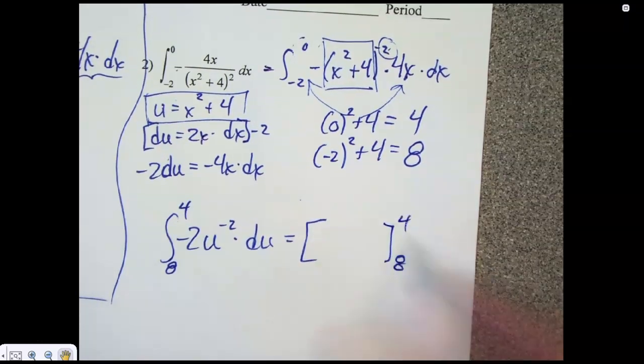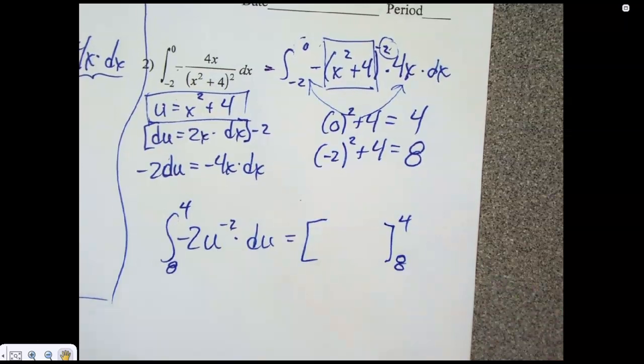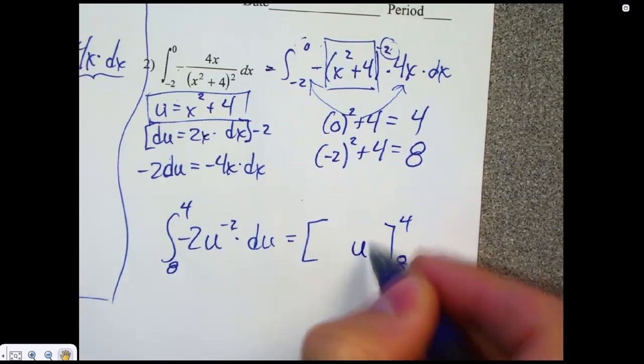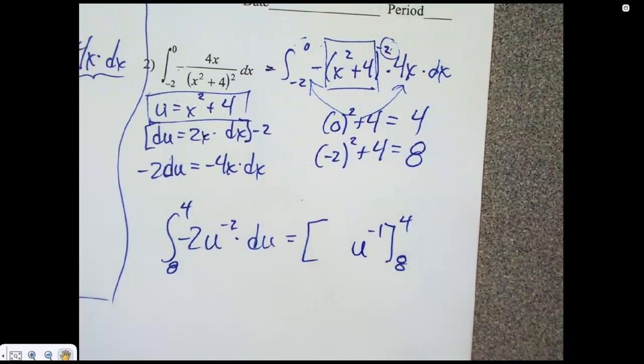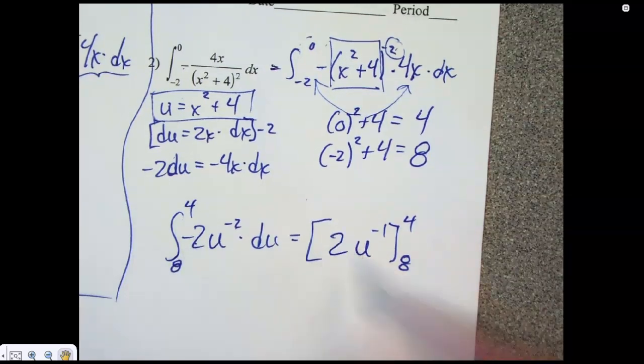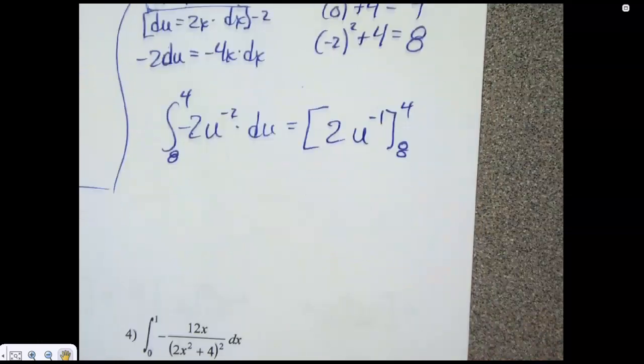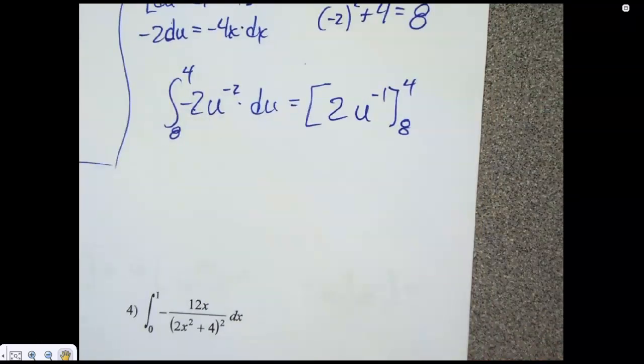So add 1 to the power. So this will be u to the negative first, multiplied by the reciprocal of the new power. So what's the reciprocal of -1? Still -1, times the -2 that was out in front, times 2. Are you with me? We good? Questions?